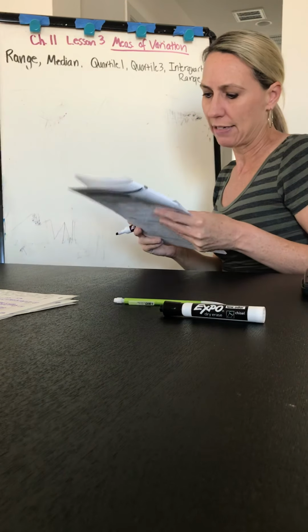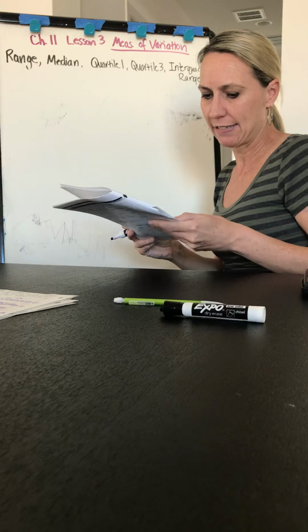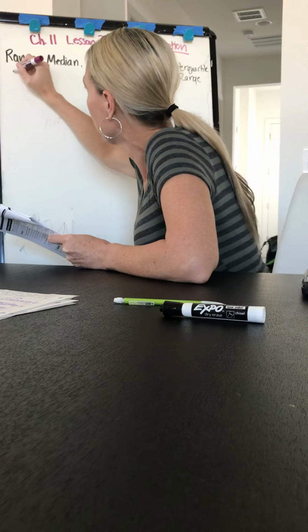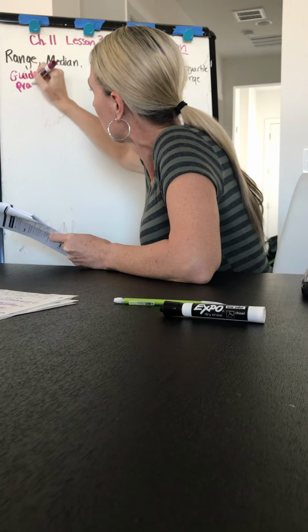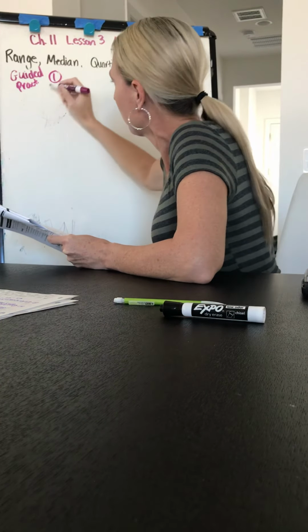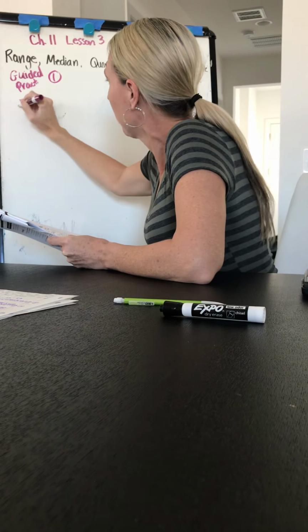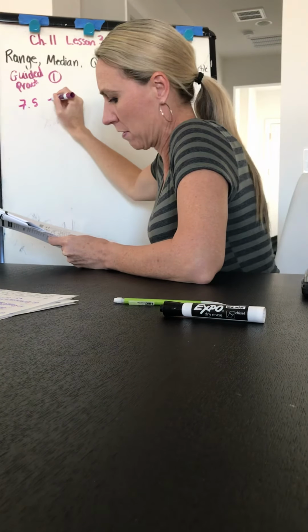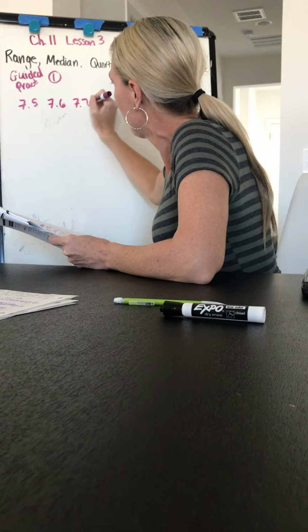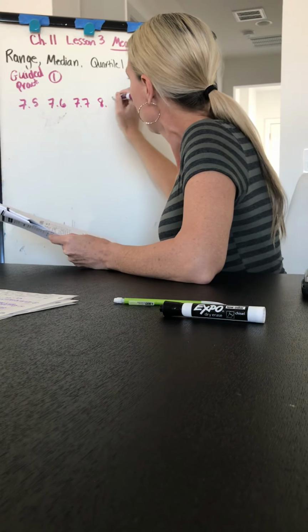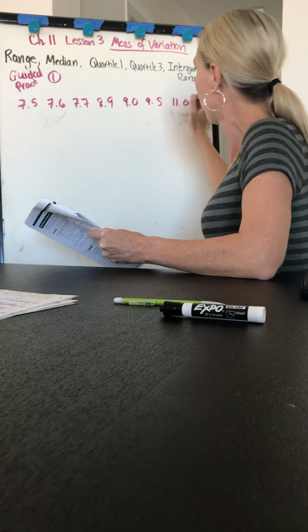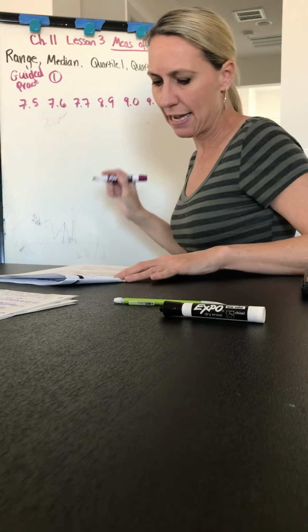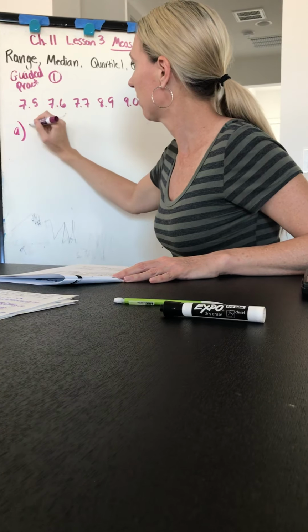Okay. So the guided practice, it gives you this data set. So I'm doing the guided practice, and this is number 1. Here's our data set. 7.5, 7.6, 7.7, 8.9, 9.0, 9.5, and 11.0. Okay? So it says A, find the range.